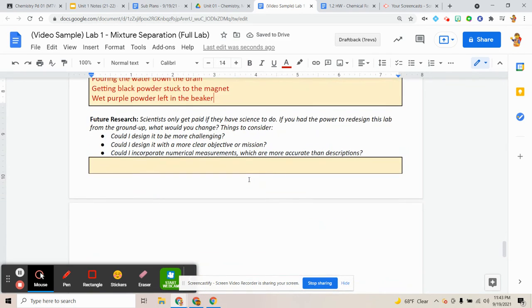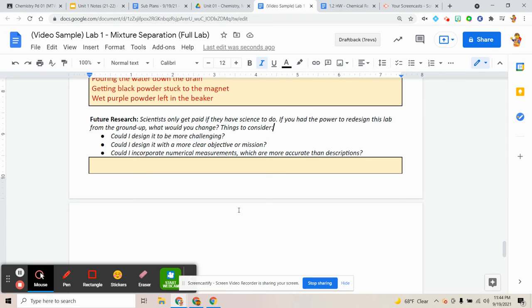The last step is, of course, future research. Now, this is not necessarily a long section, but it's going to require a little bit of thinking, right? It comes down to this. Whenever scientists do labs, that's what they get paid to do. They get paid to run experiments. And if there's no more experiments to do, well, they don't have a job anymore in many cases.